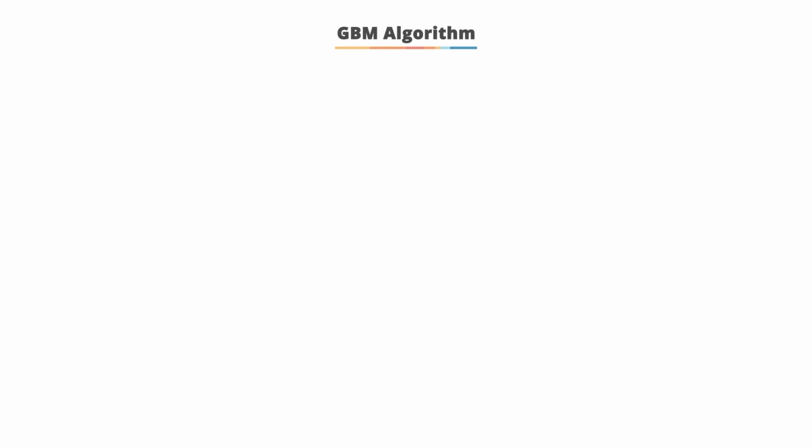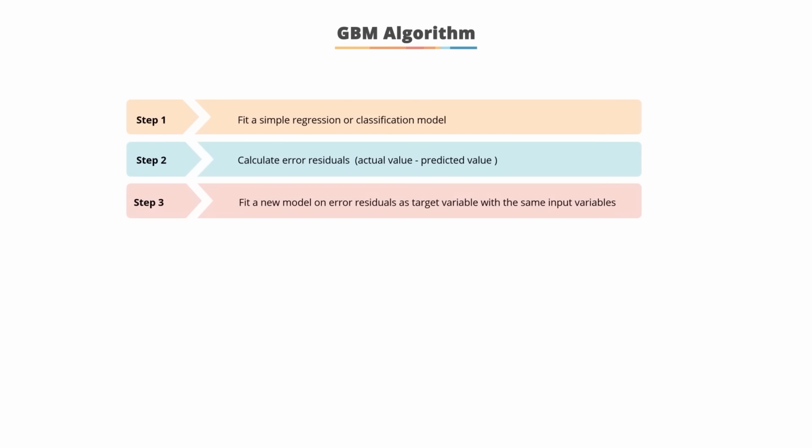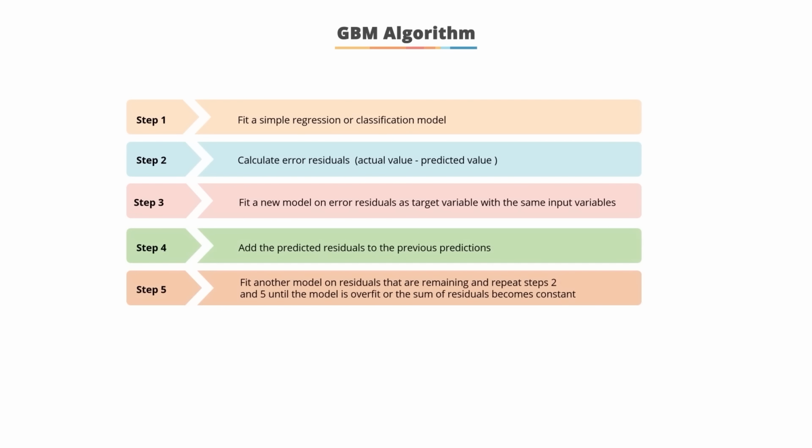Let's look at the steps involved in the GBM algorithm. Step 1, fit a simple regression or classification model. Step 2, calculate error residuals, that is, actual value minus predicted value. Step 3, fit a new model on error residuals as the target variable with the same input variables. Step 4, add the predicted residuals to the previous predictions. Step 5, fit another model on residuals and repeat steps 2 to 5 until the model is overfit or the sum of the residuals becomes constant.